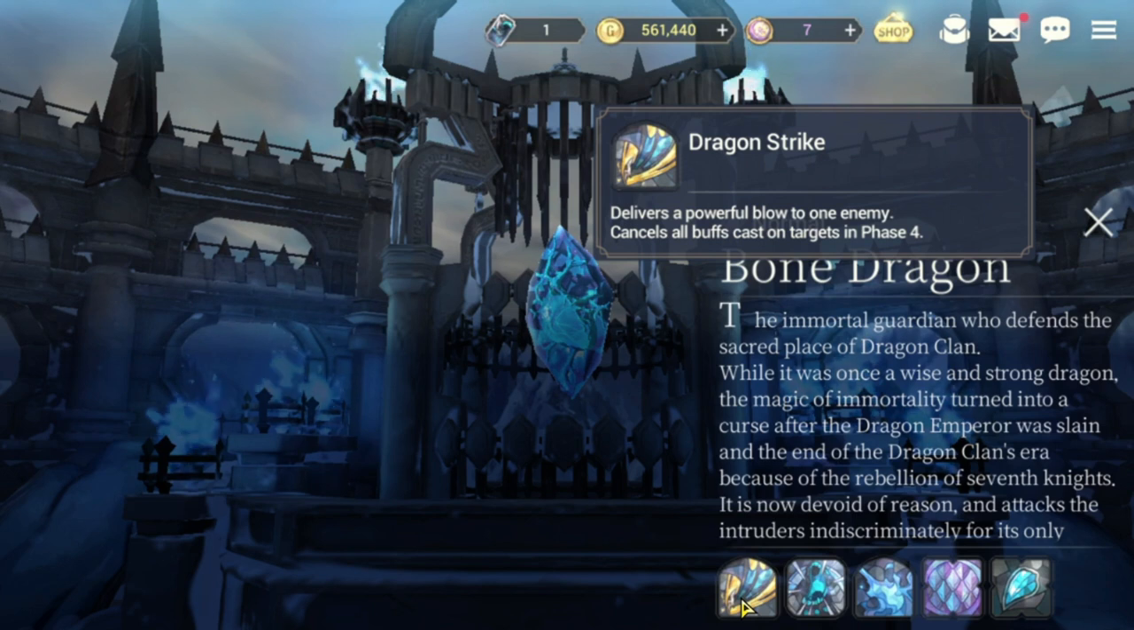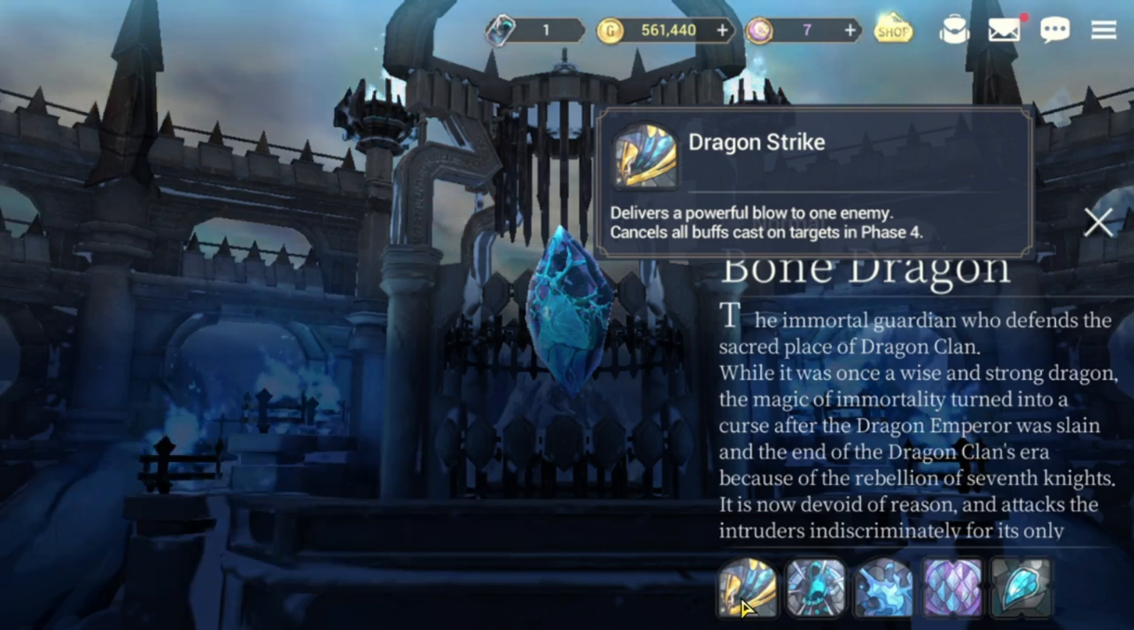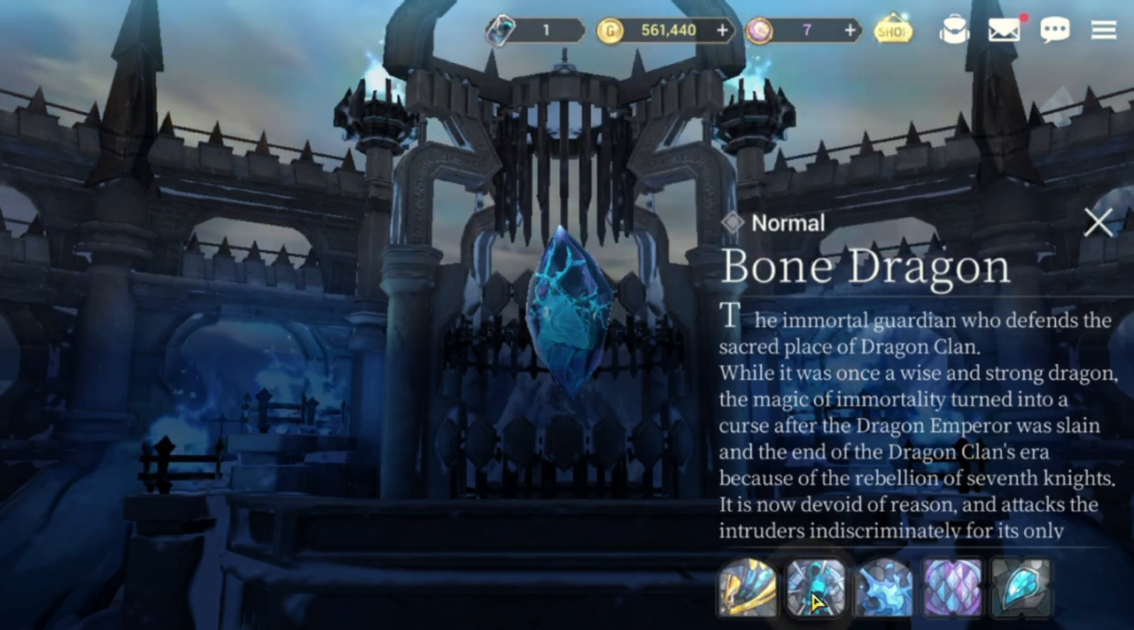So for the dragon skills, we first have Dragon Strike, which delivers a powerful blow to one enemy. Cancels all buffs cast on targets in phase 4. So this is important for phase 4. This is actually just damage for the other phases.